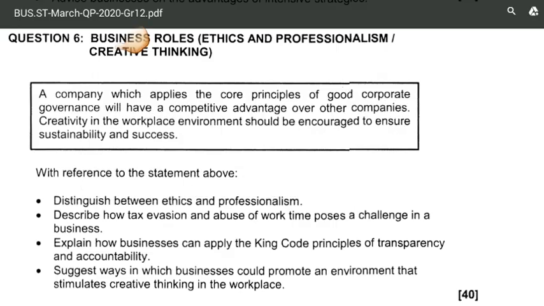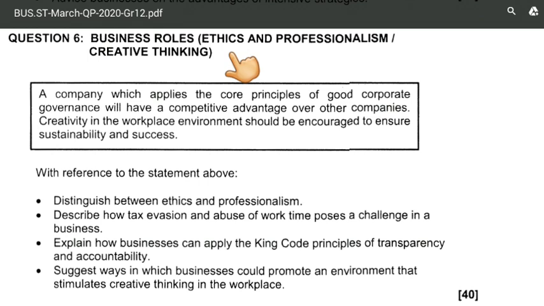Then the next topic is ethics and professionalism. We are going to look at that topic from the question paper of March 2020, and it says, a company which applies the core principles of good corporate governance will have competitive advantage over other companies. Creativity in the workplace environment should be encouraged to ensure sustainability and success. So in this question, you can see that it mixed two different topics, ethics and professionalism and creative thinking.